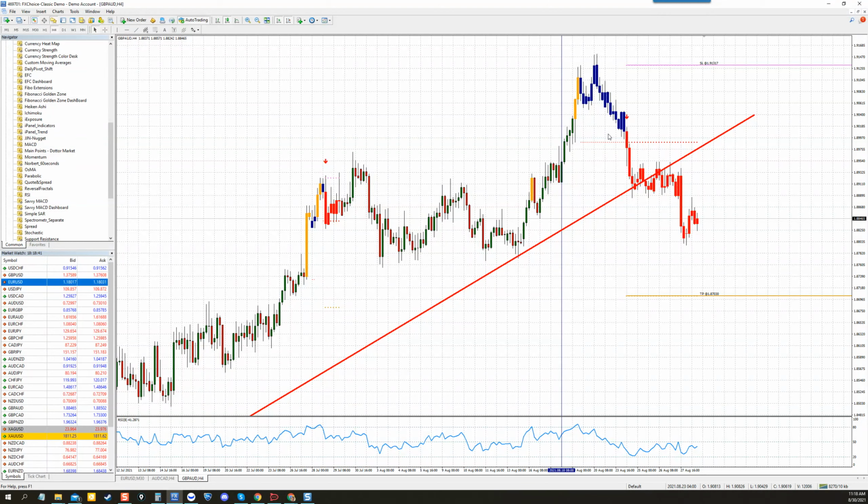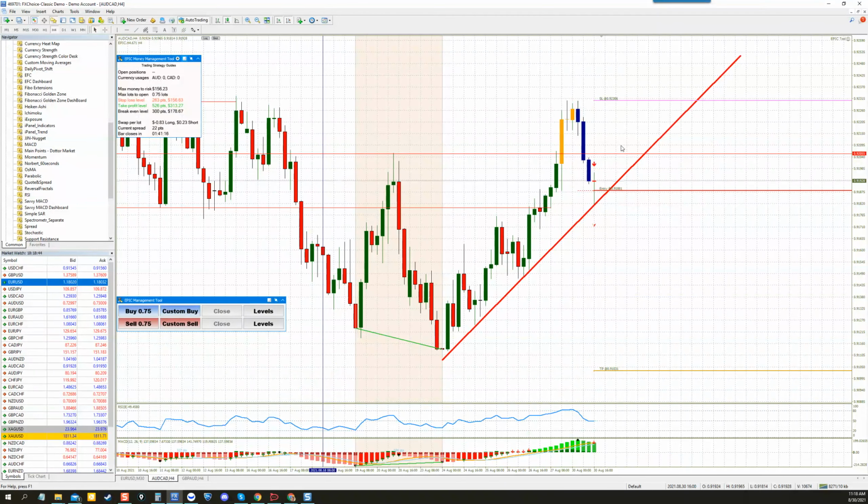But anyway, so this is the trade of the day. This is trade of the week, I guess we could call it. So the Aussie CAD.